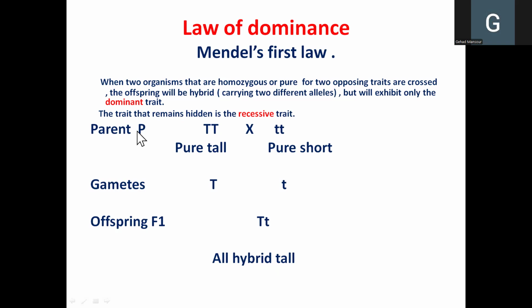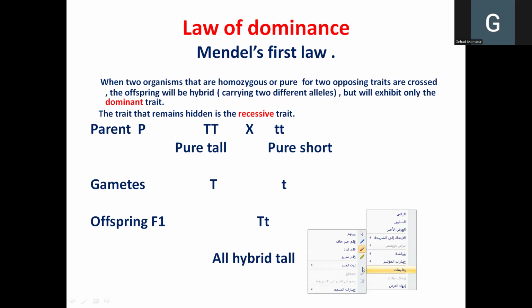So here we have the parent. Of course, this is not a Punnett square. This is a genetic diagram. There is a line for the parent's genotype, another line for the parent's phenotype, a line for the gamete genotype, and notice that the gamete genotype is always haploid, meaning that you write only one letter, and then the offspring, and then the phenotype of the offspring.